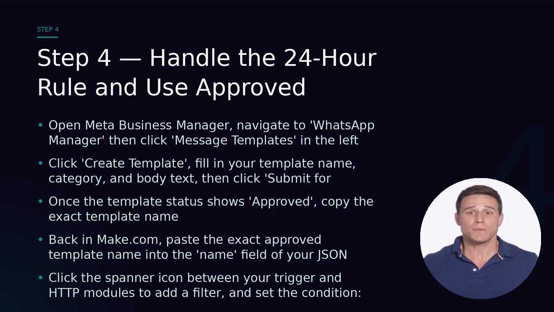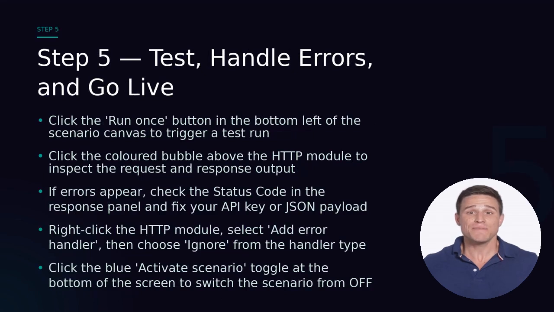Back in Make.com, make sure your JSON payload uses the type field set to template and your template name matches exactly what's approved in Meta. Spelling, underscores, everything. Trust me, one typo and it silently fails. Add a filter after your trigger. Click the spanner icon between modules and set a condition to only proceed if your customer phone field is not empty. Right, let's make sure this actually works before it goes live.